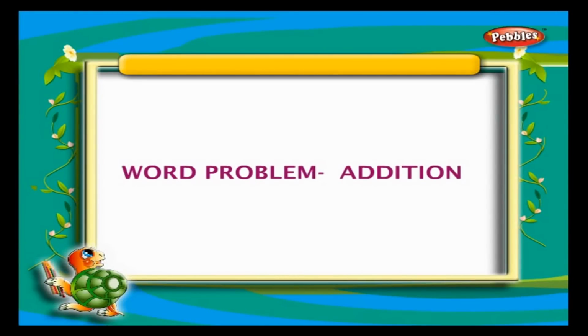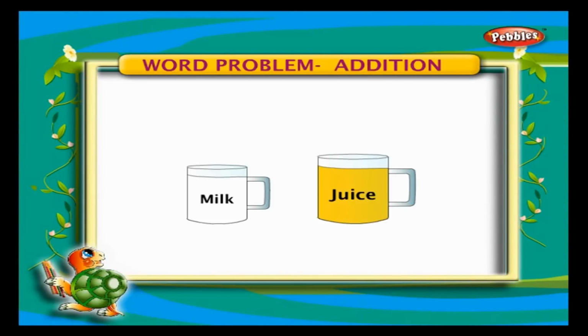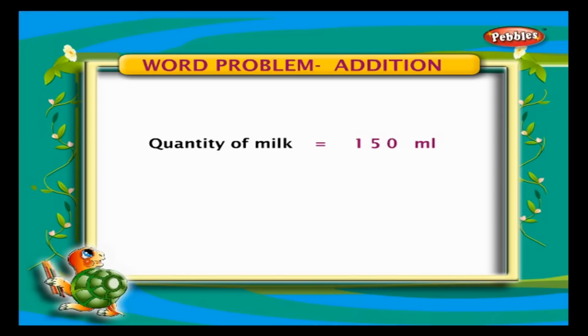Word problem. Addition. Meera drank a cup of milk which is 150 milliliters and Nitya drank a cup of juice which is 200 milliliters. What is the total capacity of both the liquids? Quantity of milk is equal to 150 ml. Quantity of juice is equal to 200 ml.